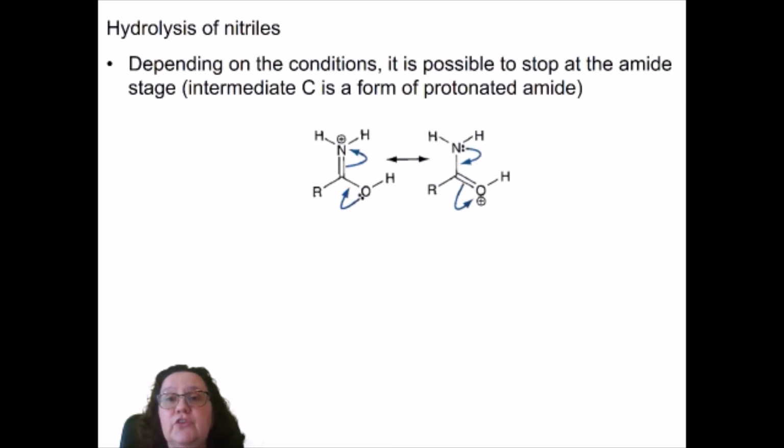Depending on the conditions, it is possible to stop at the amide stage, in that intermediate stage in which the carbon double bond nitrogen is formed, and that is because you have these tautomeric forms between the carbon double bond nitrogen and carbon double bond oxygen, with the nitrogen single bond. And typically you require milder conditions to form this amide, and then if you continue the hydrolysis, maybe increasing the temperature and leaving it for longer, you form the carboxylic acid.